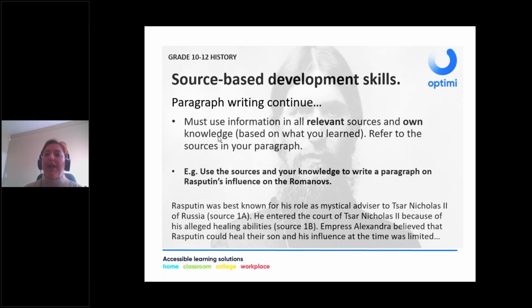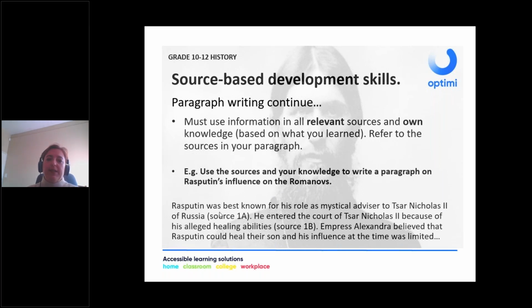Now I've highlighted the relevant sources because now you have mostly 4 sources in one source-based question. But in a paragraph, maybe the information in source 1C is irrelevant to the paragraph question. So you're not going to use the information in source 1C because it's not going to help you to write the paragraph on the question being asked. Okay, so only use the relevant sources. For example, this is a question: use the sources and your knowledge to write a paragraph. Usually we will put there of approximately 15 lines on Rasputin's influence on the Romanovs. Okay, now I give you an example there.